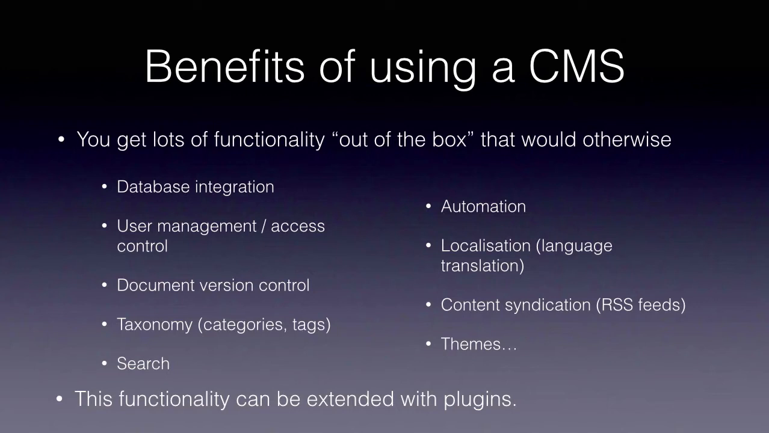Localization, so you can have your content translated to different languages. Content syndication, so quite often when you set up a website, you'll have an RSS feed. Okay, something like WordPress will do that automatically for you. And then the whole concept of themes, which we'll obviously get into more detail about. So that's functionality that just comes standard with the core functionality of a CMS like WordPress. But then with most CMSs, you can extend that functionality even further by installing plugins.